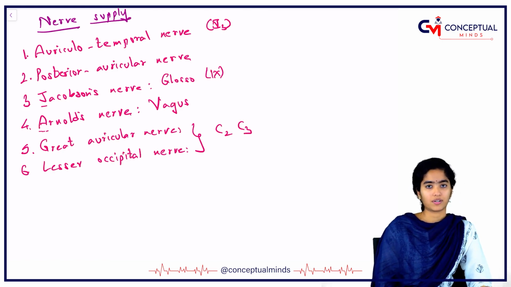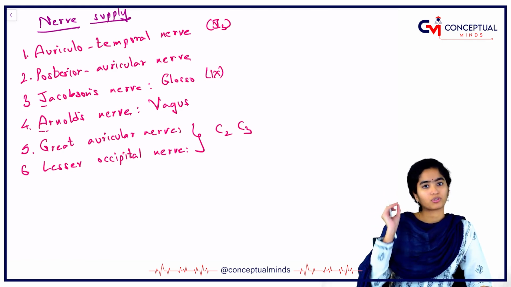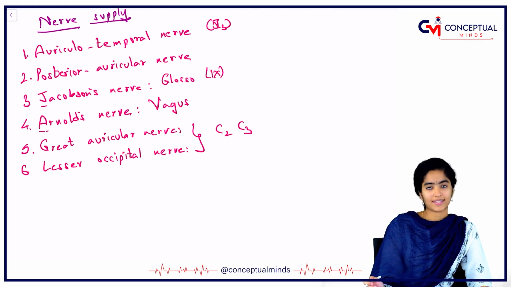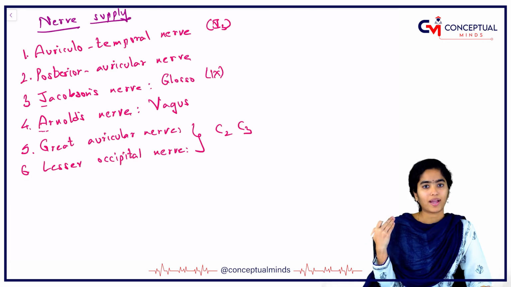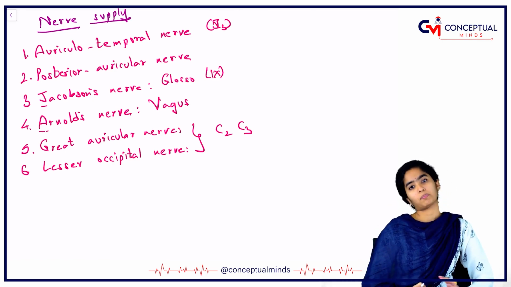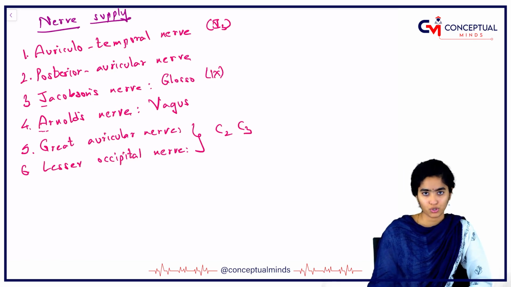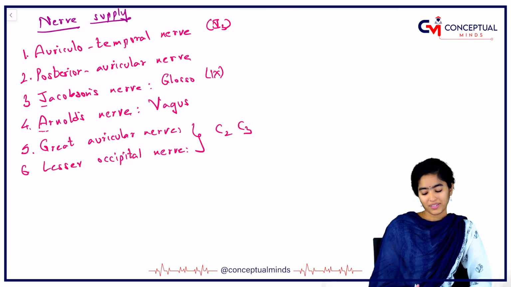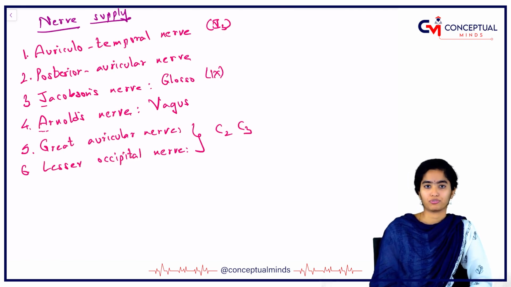Lesser occipital nerve supplies the superior part of the pinna. Along with that, it supplies the posterolateral scalp and the supraauricular scalp region. So I hope the nerve supply of ear has come back to you. So I hope you have recapped the nerve supply of ear.